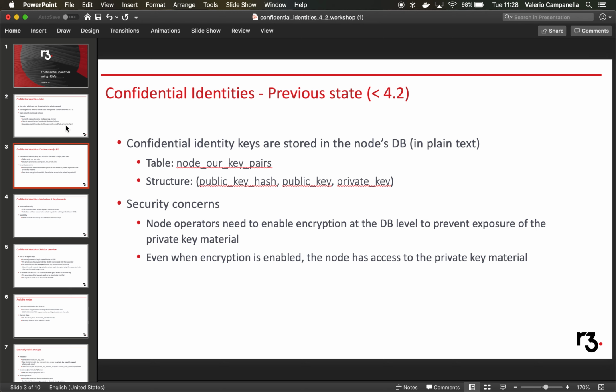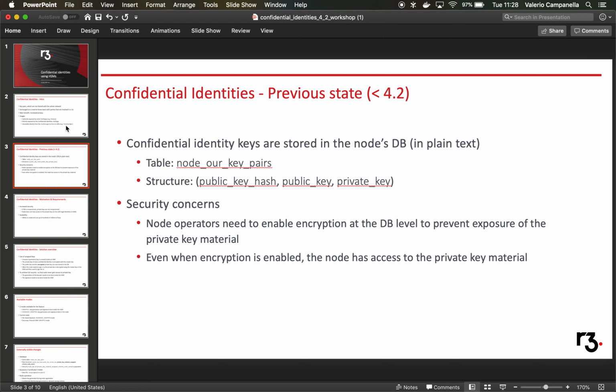So what was the previous state around this? As this slide suggests, the confidential identity keys were stored in plain text in the node's database. There was a dedicated table that held the hash, public key, and the private key that were generated as part of the confidential identity key generation process. Of course, this had some security concerns associated with it. So node operators had to enable encryption in their database to prevent those keys from being accessed and exposed. And the node itself has access to all this information, so if a node gets hijacked in some way, that information can be exposed.